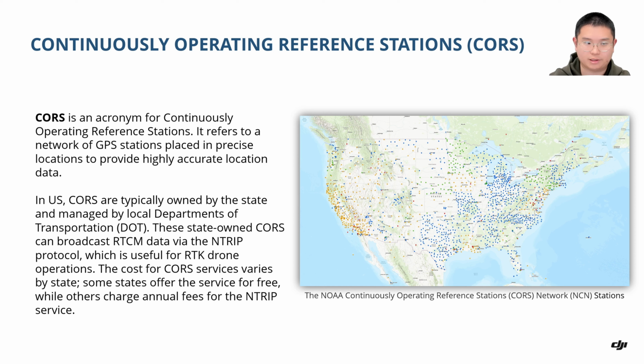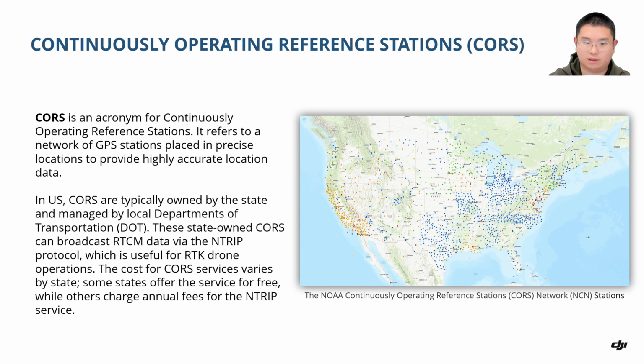And in the United States, CORS are usually owned by the state and managed by the local Department of Transportation. These state-owned CORS networks can broadcast RTCM via the NTRIP protocol that we covered, which can be used directly for RTK drone operations. Now, it depends on where you live and where your project is located.